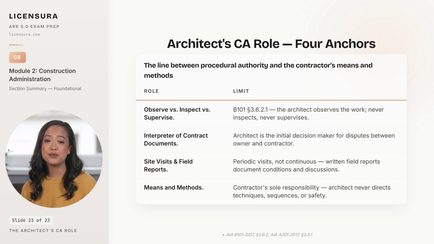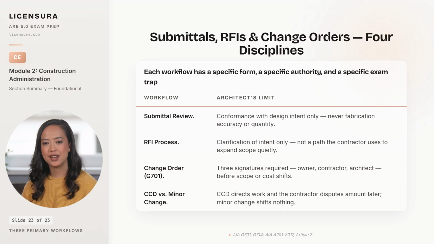From the role itself, Position 2 is the workflows that shape what the architect actually does day to day. Position 2 carries 4 workflow disciplines that the exam returns to. Submittal review is conformance with design intent only. AIA A201, Article 3.12 sets the standard, and the architect who marks dimensions on a shop drawing has just assumed coordination liability that belongs to the contractor.